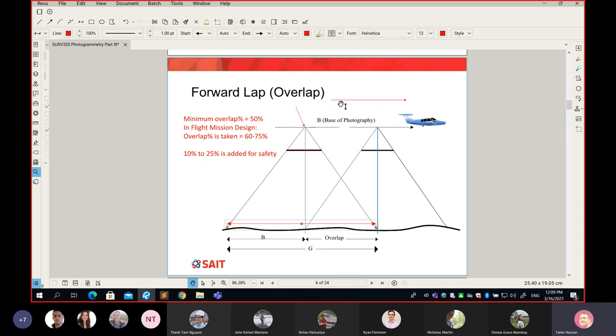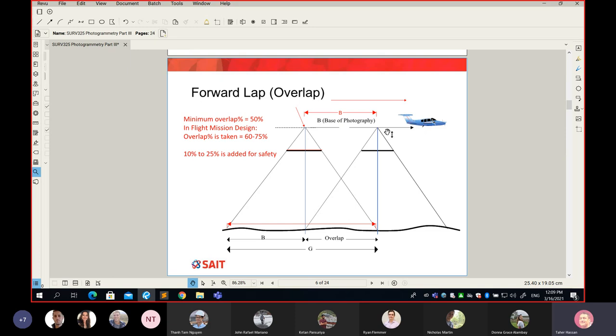And then what happens is your platform is in motion, so your aircraft is flying. So after some distance, which we call here the base of photography, B, which is simply the distance between your exposure stations. I took one image here, another image here, and this distance we call B, which is the base of photography. Then we got another image here. So what is covered on the ground by the second image? Watch this, please. What's covered on the ground by the second image is simply from here to there.